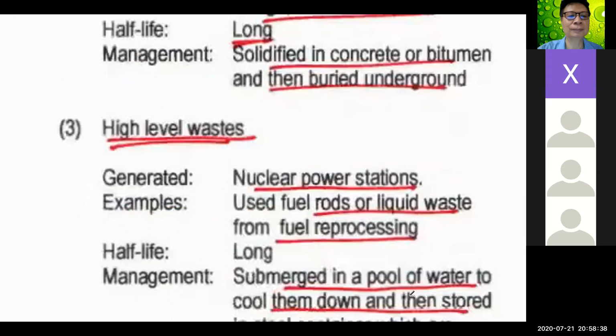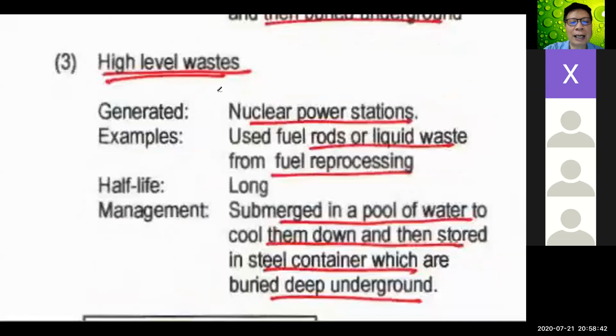Okay, and last, high level. High level comes from only one place, the nuclear power station. In Malaysia, we don't have a nuclear power station yet. Malaysia is very far behind. America was already using nuclear power stations in the 1940s, and now it's 2000 plus already. So we are 80, 90 years behind America. Still, we don't use nuclear power stations. We are still very far from them.